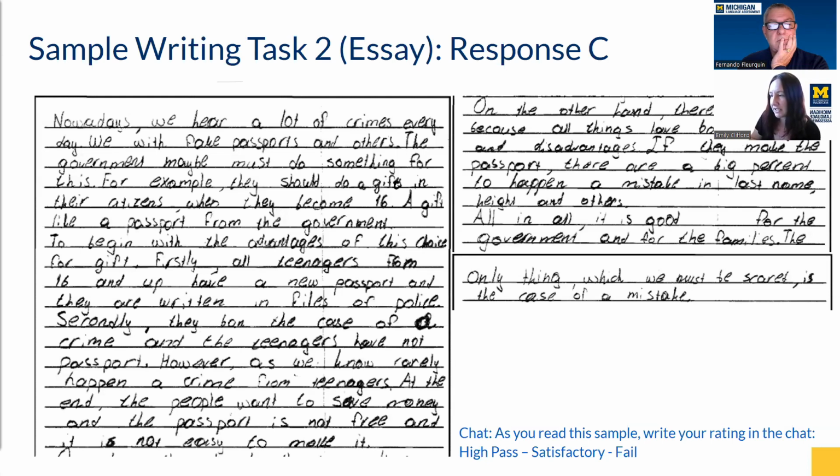Firstly, all teenagers from 16 and up have a new passport and they are written in files or police. Secondly, they ban the cause of crime and the teenagers have no passport. However, as we know, rarely happen a crime from teenagers. At the end, the people want to save money and the passport is not free and it is not easy to move it. On the other hand, there are disadvantages because all things have both advantages and disadvantages. If they make the passport, there are a big percent to happen a mistake in last name, height, and others. All in all, it's good for the government and for the families. The only thing which we must be scared is the case of a mistake.